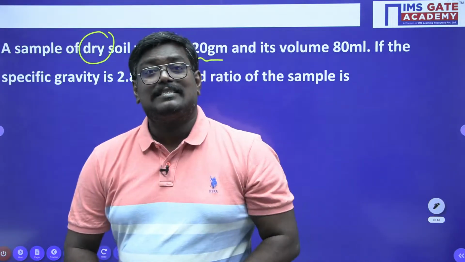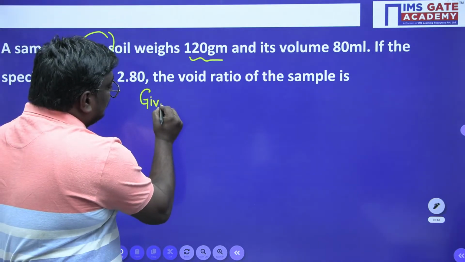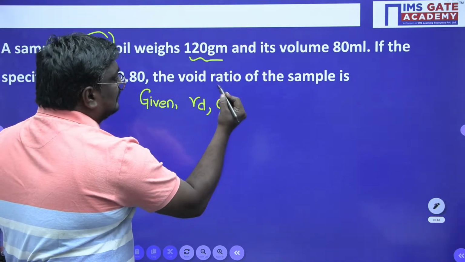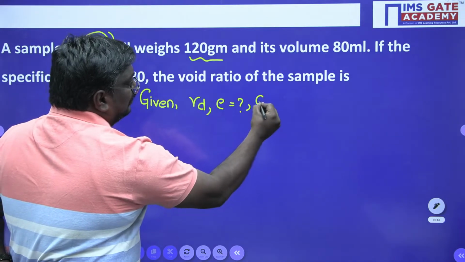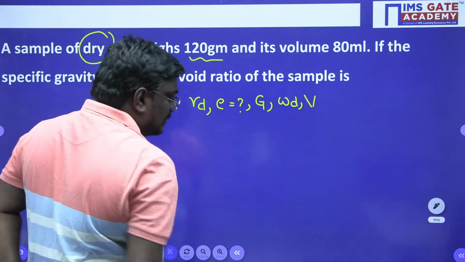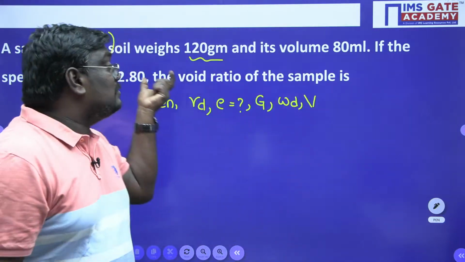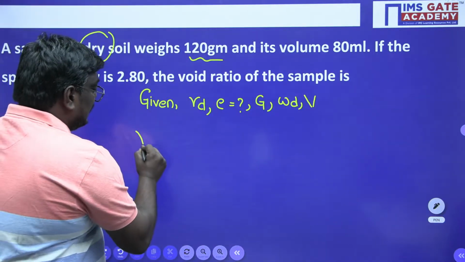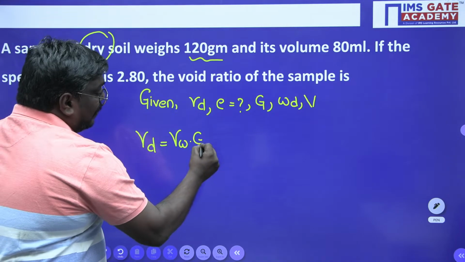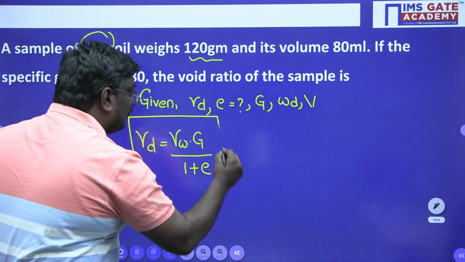So let us understand what is the given data here, my dear students. They have given the dry density, they are asking the void ratio, they have given the specific gravity, weight of dry soil, and also the volume. This is the given data in the problem. The condition of the soil is dry. So the dry density is given by the formula gamma W into G upon 1 plus E. This is the relation with respect to dry density.